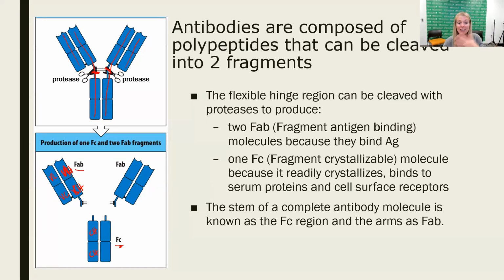Okay, so FAB and FC is another way that you can break down antibodies. And we're going to talk about heavy, light chain, constant, variable, FAB, FC. We're going to use them all. And so it's really important to take the time to fully understand what those breakdowns are.